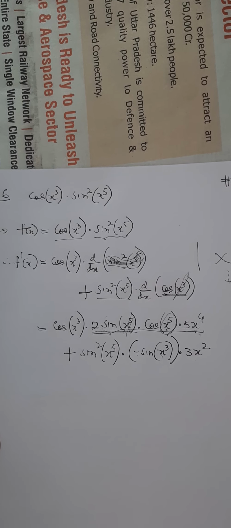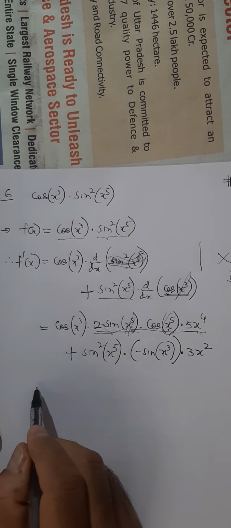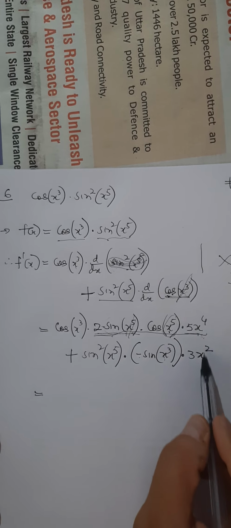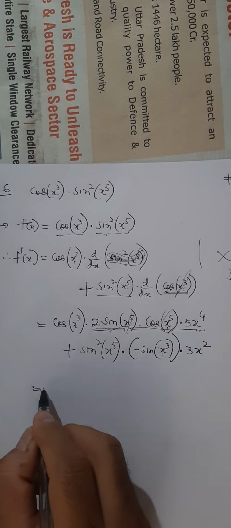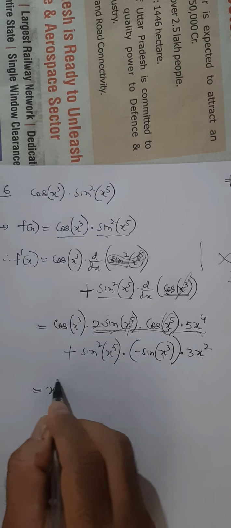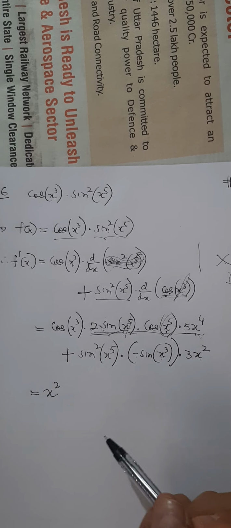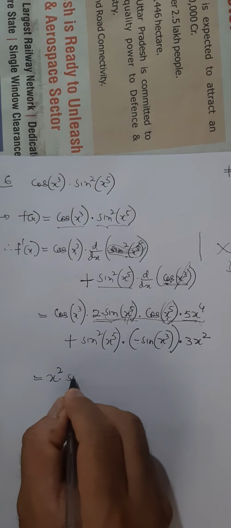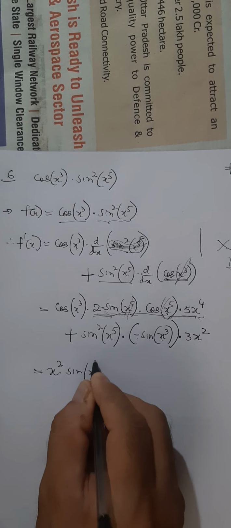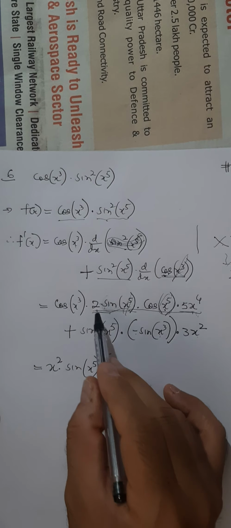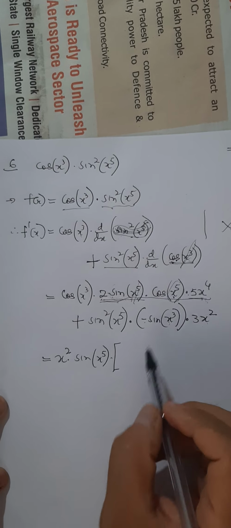If you want, you can simplify. For example, you can find here, out of these two, x square is common. One is this. Then sine of x raised to 5 also you can find common. So I'll take sine of x raised to 5 common. So inside the bracket, you are left with this 2 into 5, which is 10.